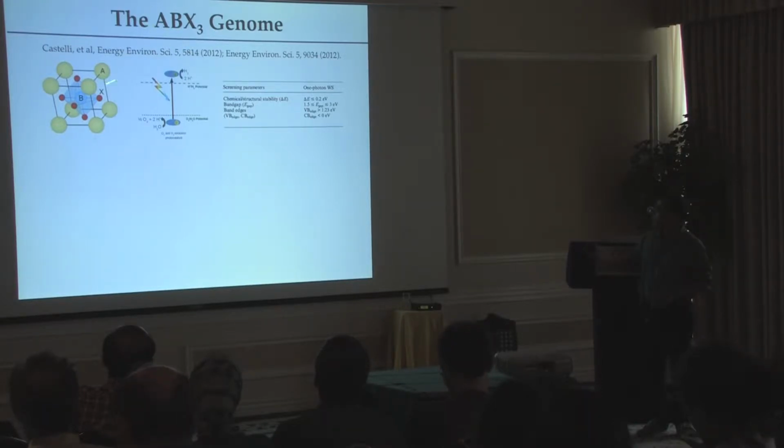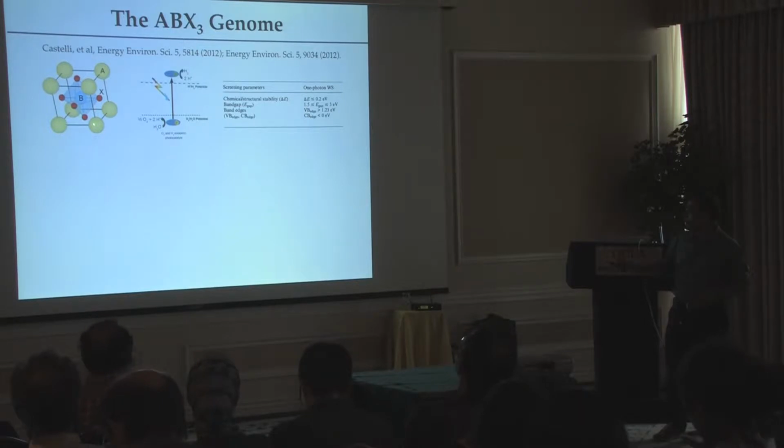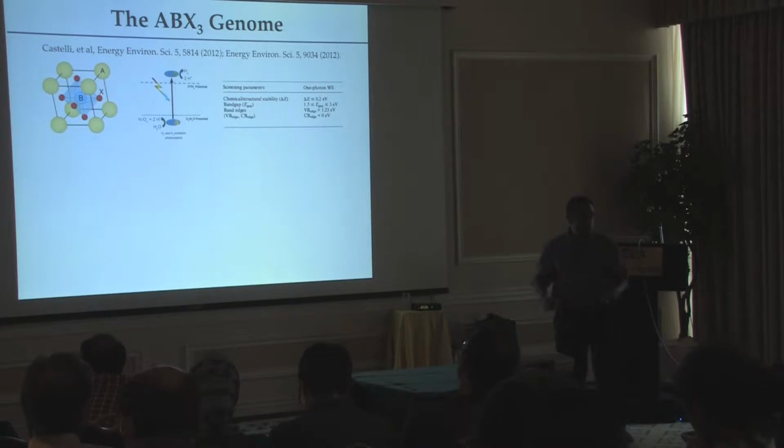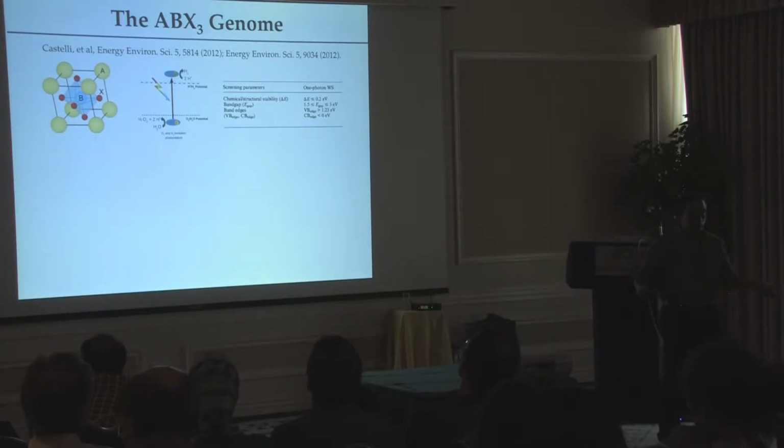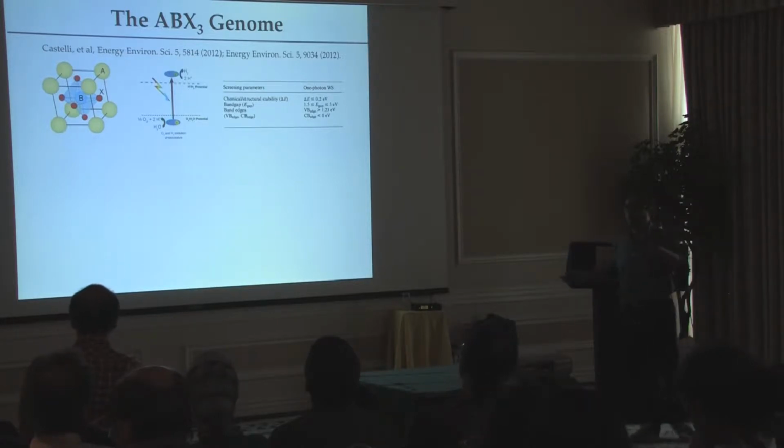This is a compound that exists in the perovskite type structure. I'm assuming everybody knows what this is, but in case you don't, imagine a cube. The A atoms are at the corners of the cube, the B atoms are at the body center of the cube, and the X atoms are at the face centers. That works out to ABX3 stoichiometry. A and B are cations, X is an anion, and X can be, for example, oxygen. A couple of common prototypes are lead titanate, barium titanate, and so forth.